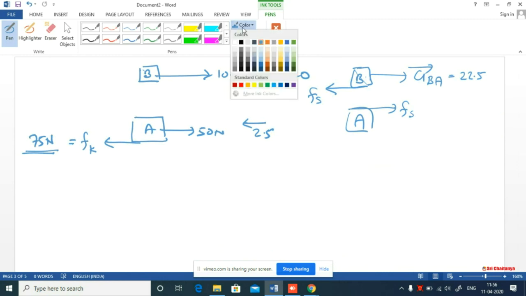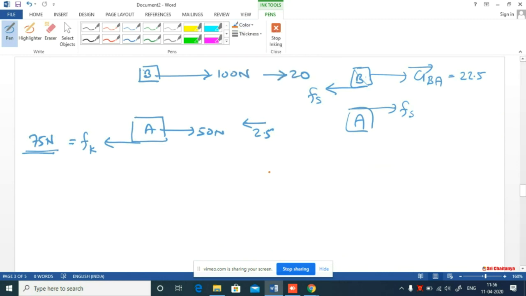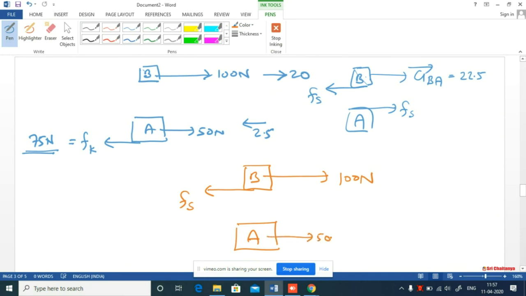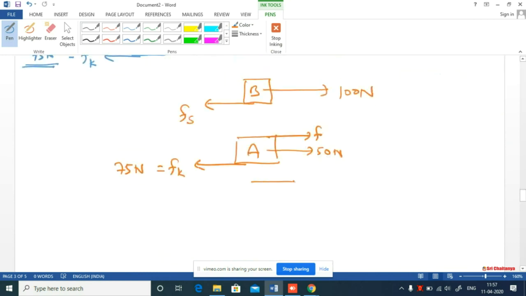So let's draw the final FBD with frictions, right? So B and A, the forward force is 100 Newton, and static friction, self-adjusting force, backward. For B, the forward force is 50 Newton. The kinetic friction at the ground is equal to 75 Newton, and Fs acts in forward direction. So again, both of them will have the same acceleration because I'm assuming the friction between them is static, right?